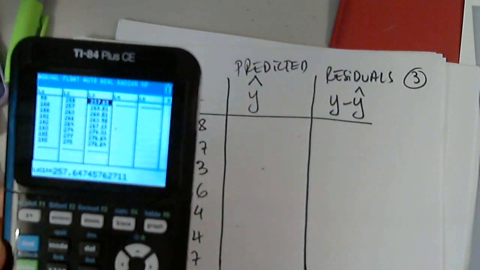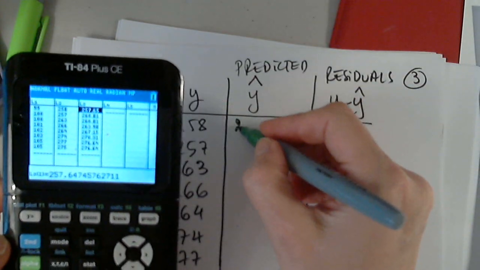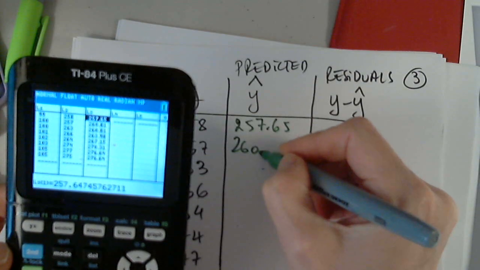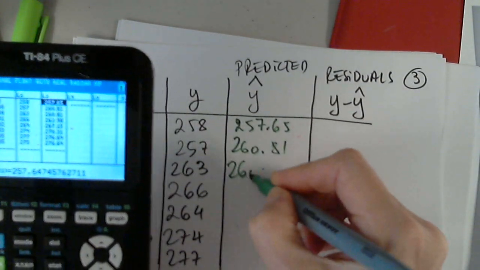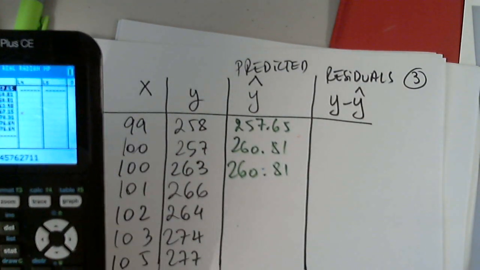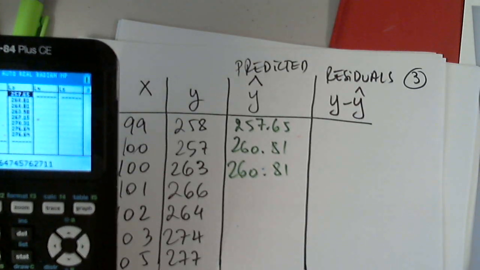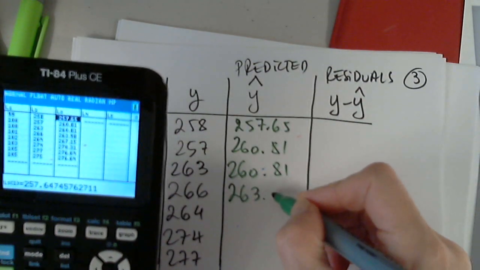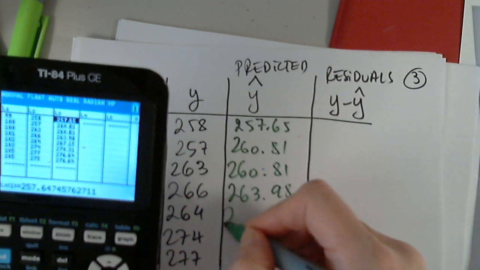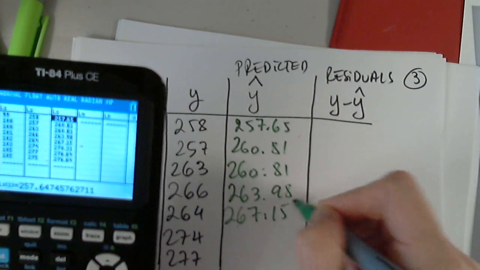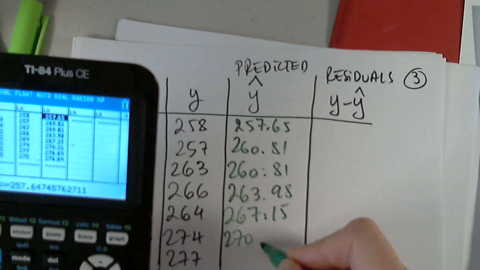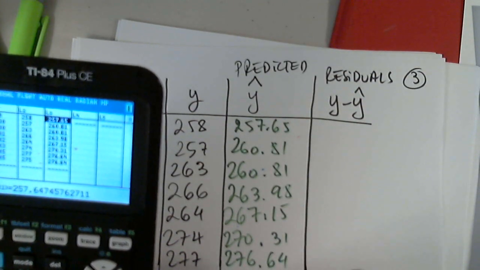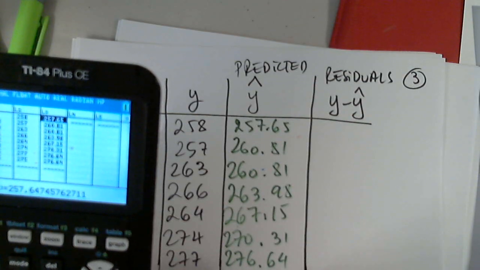So I'm going to copy them: 257.65, 260.81, again of course 260.81. Next one, 263.98, 267.15, 270.31, 276.64.